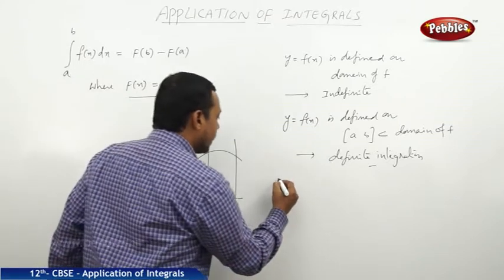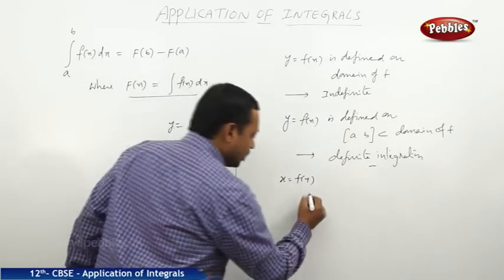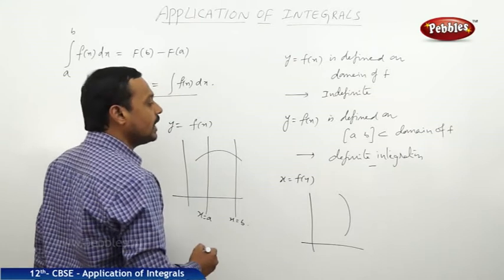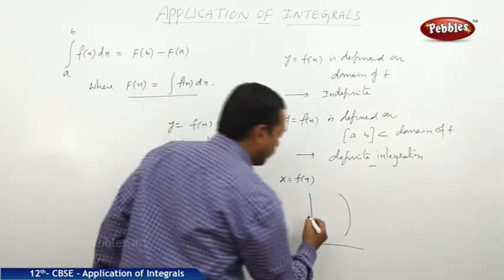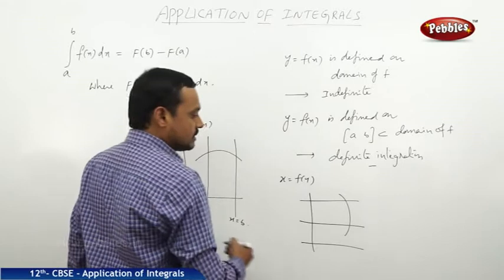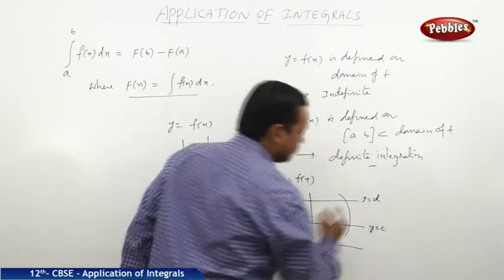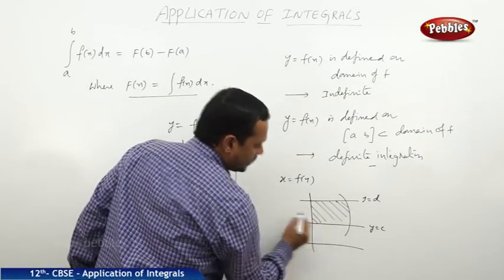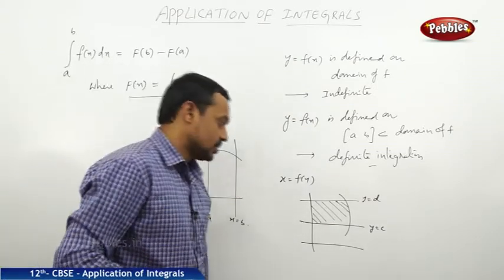Similarly, suppose another function x is equal to f of y is given, and the graph is like this. Now the area of the region bounded by this curve x is equal to f of y with the y-axis and bounded by the lines y is equal to c and y is equal to d. Now this area can be determined by using the integrations.